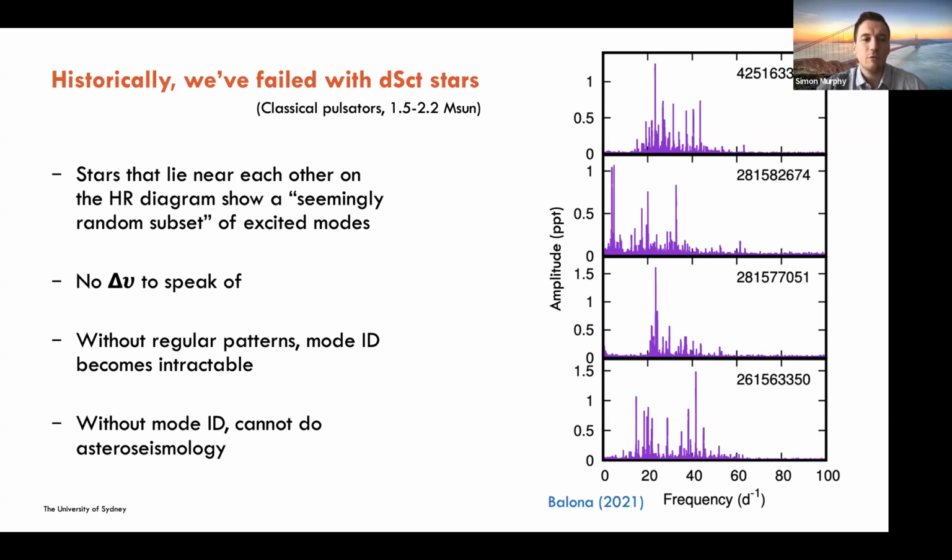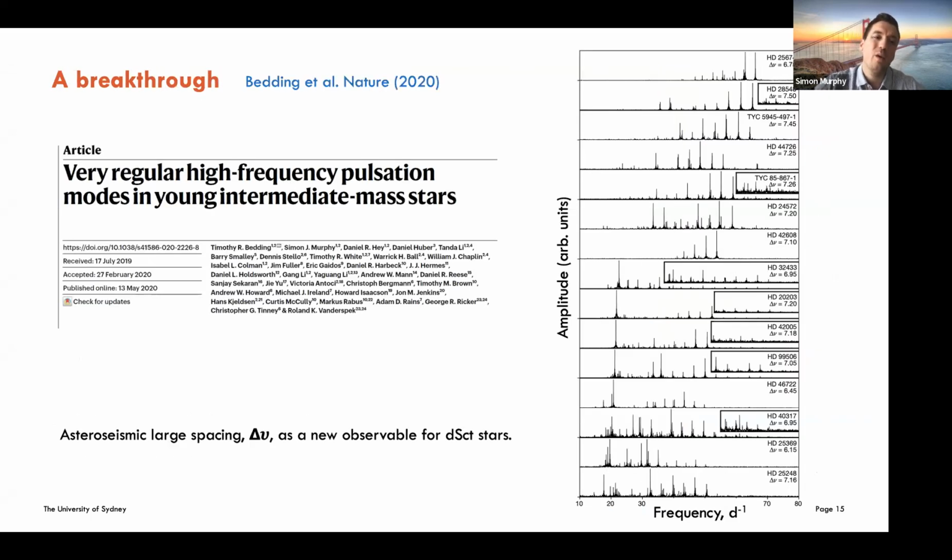And so without regular patterns in the pulsation modes, the mode ID becomes intractable, and without that mode ID, we can't do asteroseismology. So if they're so difficult, why am I mentioning them? Why should we be interested in them? Well, in 2020, we had a breakthrough. This was a paper that was led by Tim Bedding, published in Nature, where we discovered very regular patterns of pulsation modes in these young delta Scuti stars for the first time.